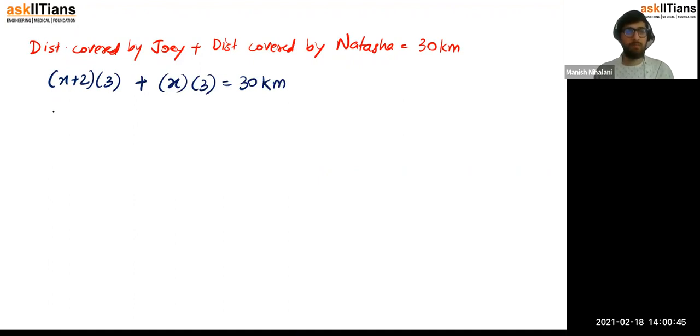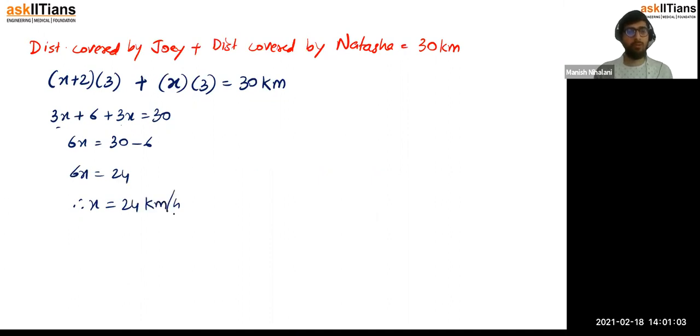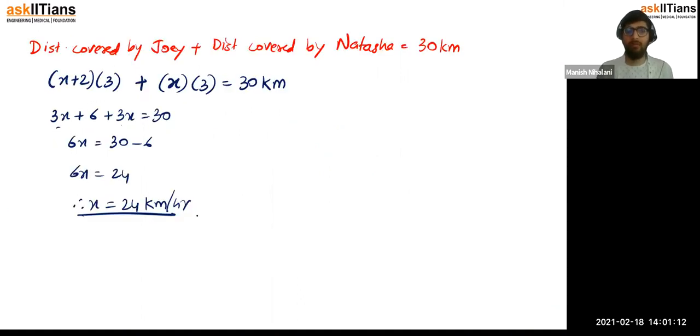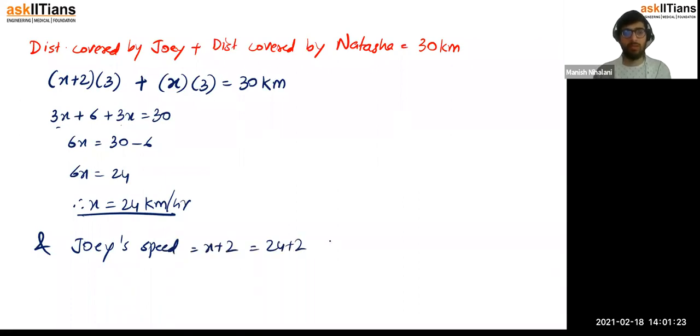From here we simplify. We get 3x plus 6 plus 3x is equal to 30, which means 6x is equal to 30 minus 6, which implies 6x is just 24. Therefore x is equal to 4 kilometers per hour, because this is Natasha's speed. What is being asked? How fast did each walk? Natasha walks at a speed of 4 kilometers per hour and Joey's speed is x plus 2, which is 4 plus 2, which is 6 kilometers per hour.